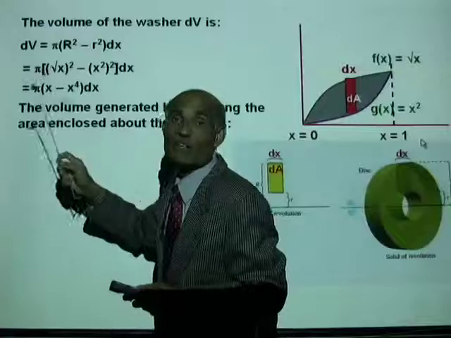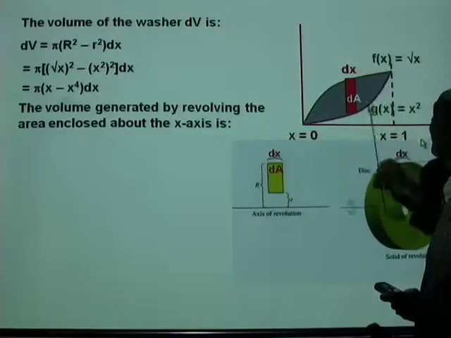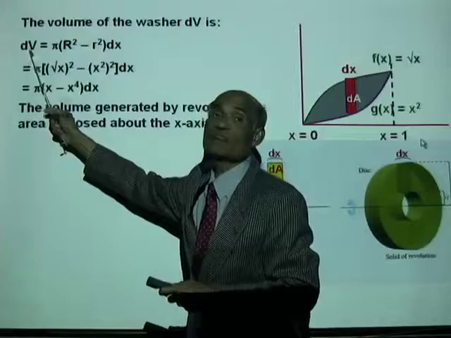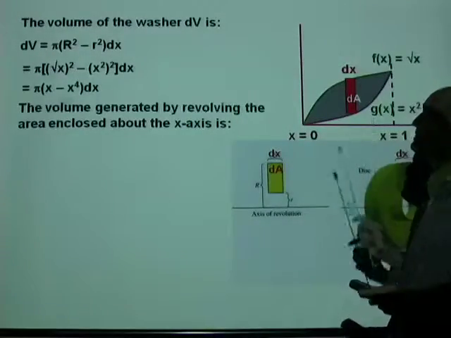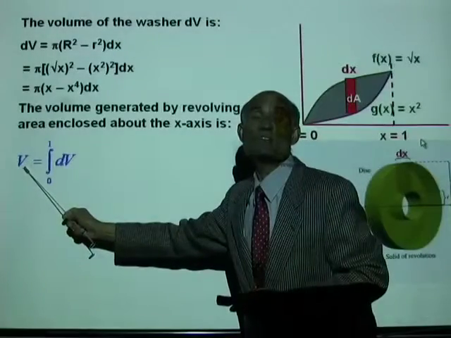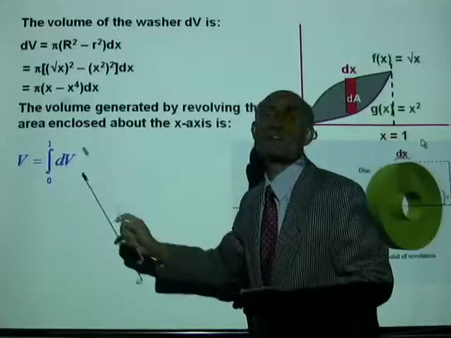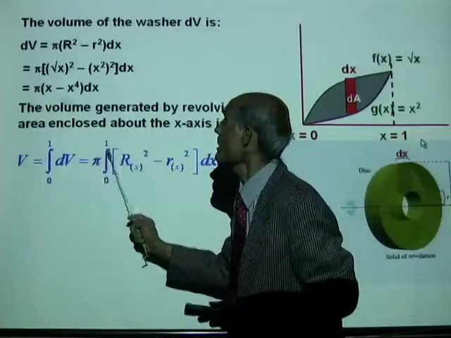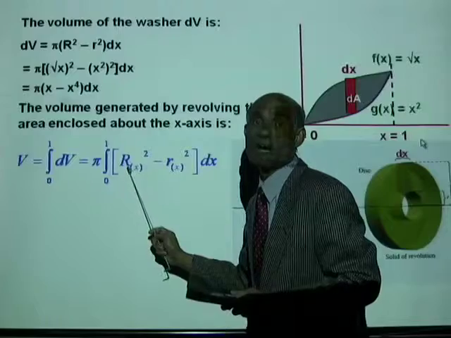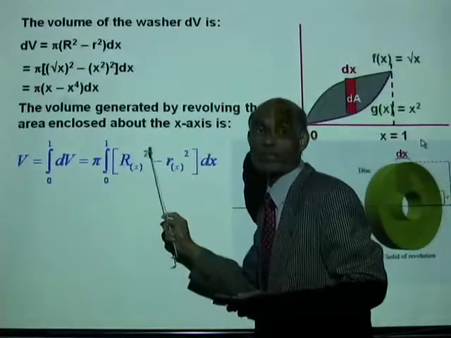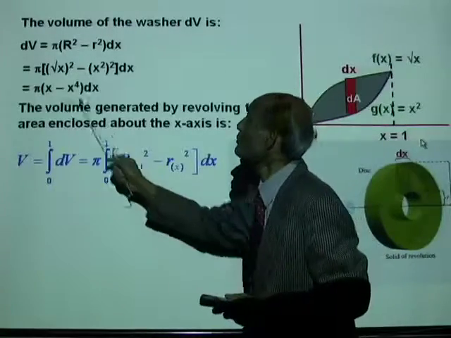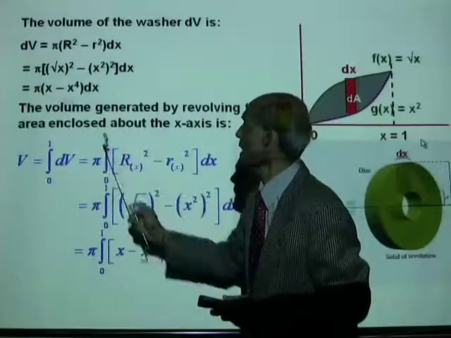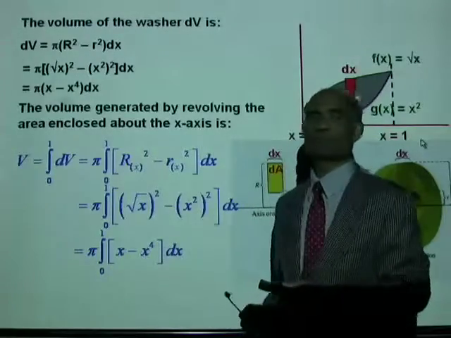This is our dV. In order to find the total volume obtained by revolving the whole area about the x-axis, what do we do? Integrate that dV from x equal to 0 to x equal to 1. So we get V, the total volume, is the integral from 0 to 1 of dV, which is pi times, you can see that pi is a constant, pi times the integral from 0 to 1 of big R squared minus small r squared, that quantity, times dx. And of course, that is this quantity. That will be pi times the integral from 0 to 1 of x minus x to the power of 4 dx. Integrate that.